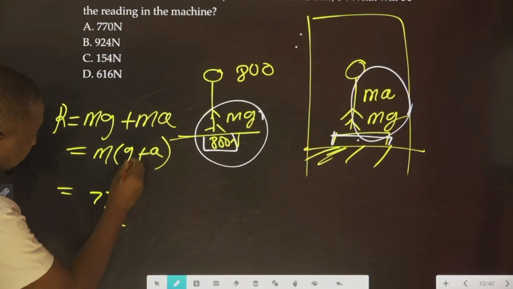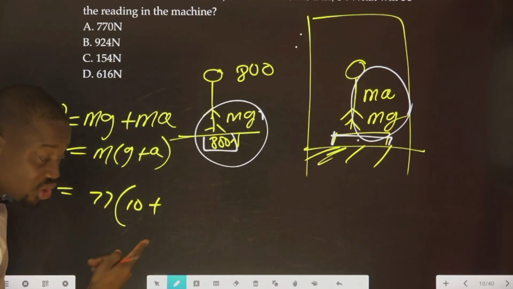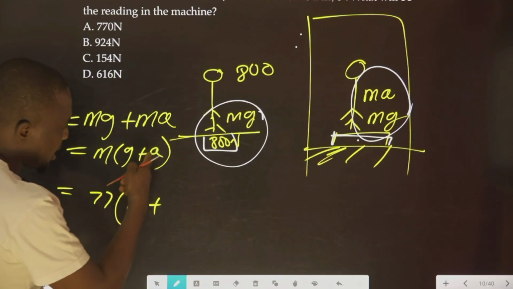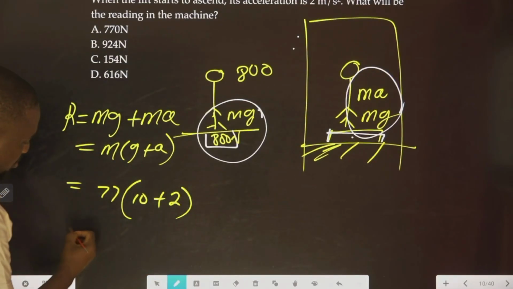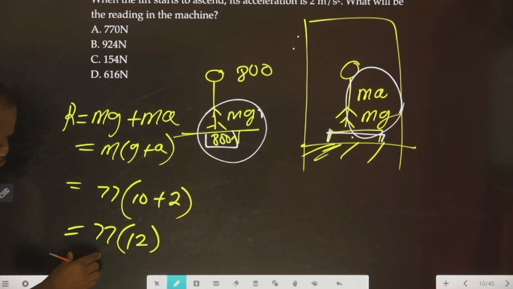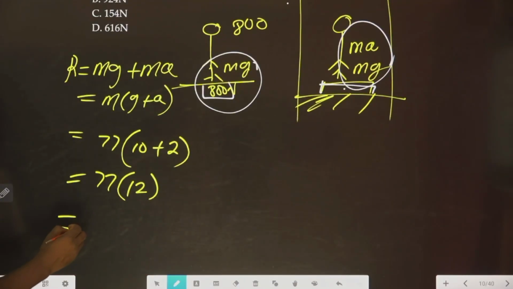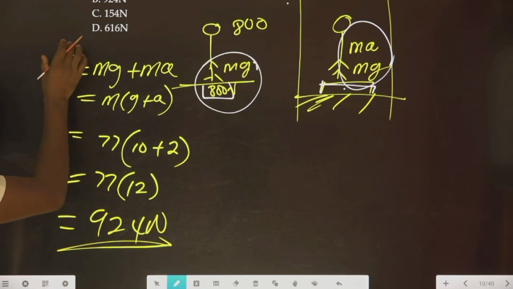G is, let's call it 10. If they give you G to be 9.8, you use that. A is what? 2 meters per second squared. You multiply these two. When you multiply these two, you agree with me, you're going to have 924 in Newton. 924.